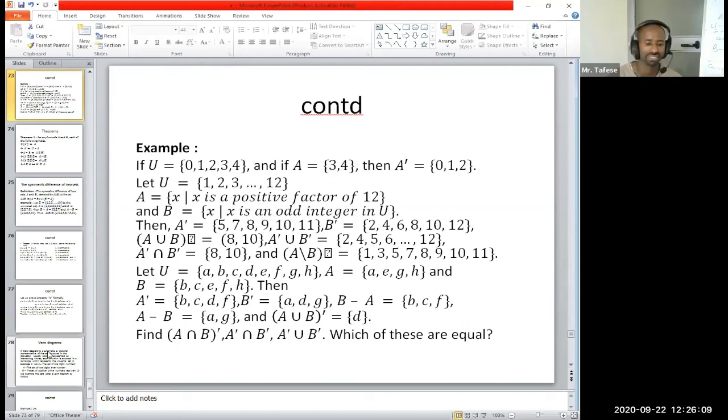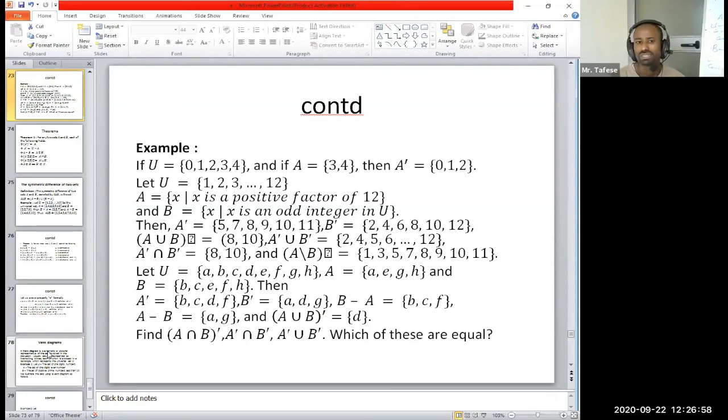The second example is given there. U is a set that consists of elements from 1 up to 12. Set A is described in set builder notation as the set of all x such that x is a positive factor of 12. That is a set containing 1, 2, 3, 4, 6, and 12. And B is the set of x such that x is an odd integer in U, that is 1, 3, 5, 7, 9, and 11.